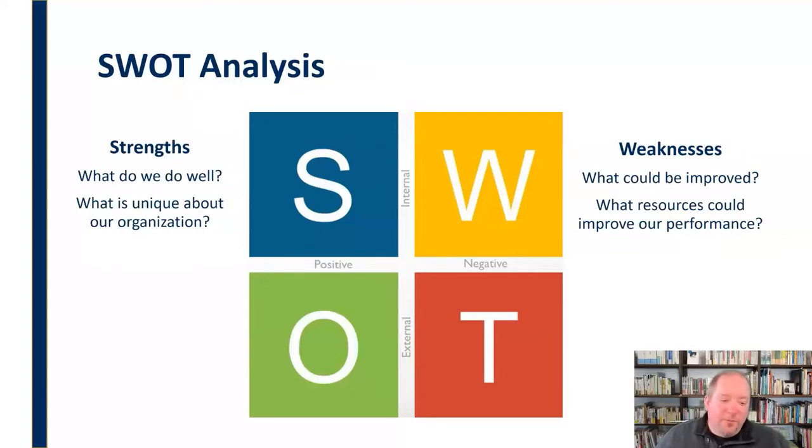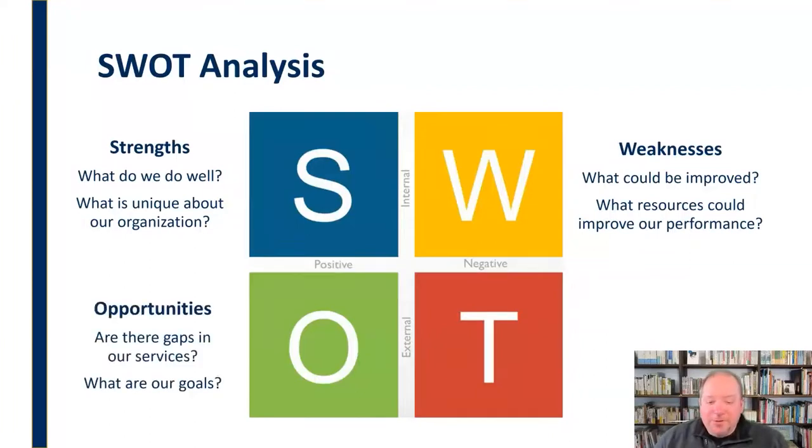What could be improved? What resources could improve our performance then? What are some of the challenges that we may have in addressing this issue or relating to the publics or whatever it is that are internal to that organization? What are some of the negatives that may come up that we may need to be aware of and that may need to handle? Opportunities then and threats.